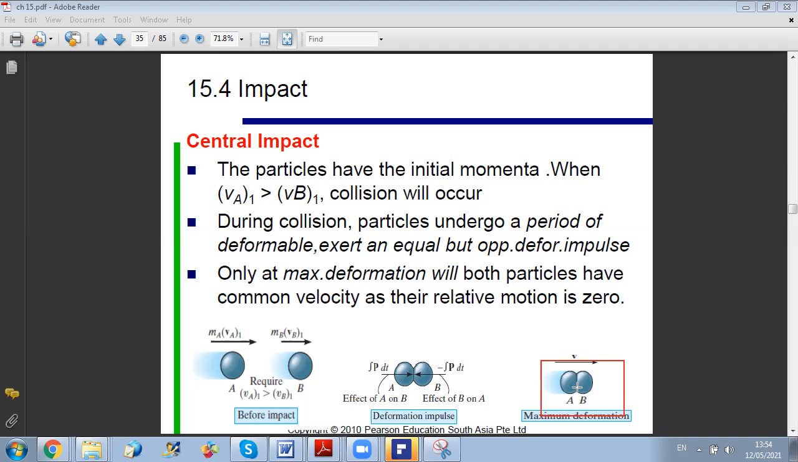هيدا الشيء بيسموه هيدا case in between. يعني ولا elastic ولا plastic and we will see how to define it. We define it by a coefficient called restitution coefficient. Okay.